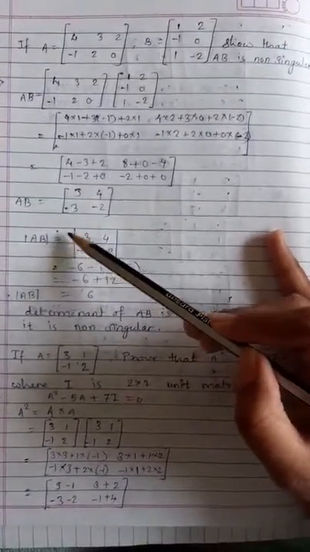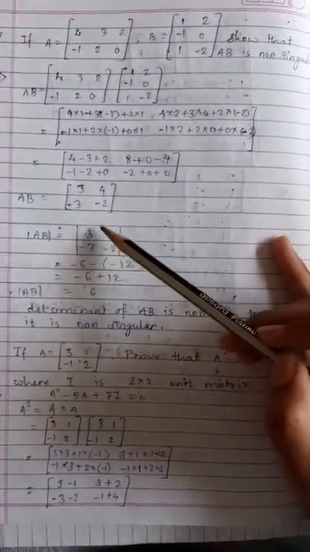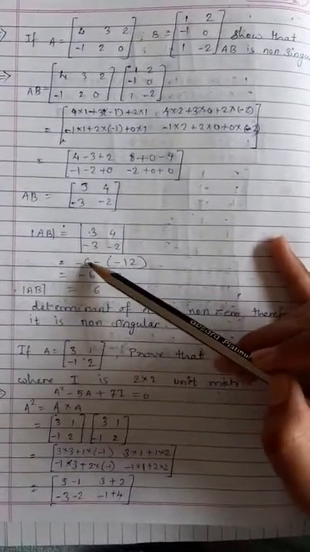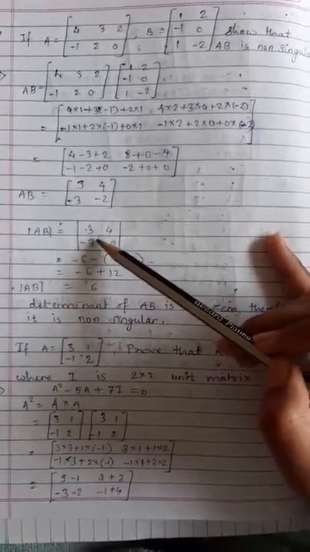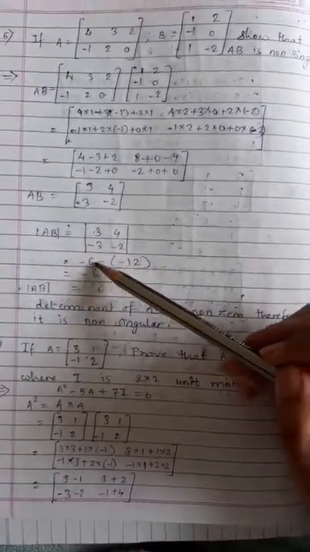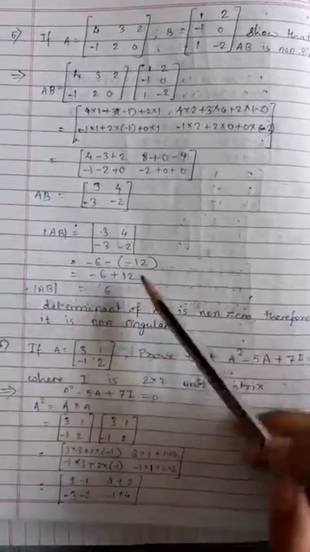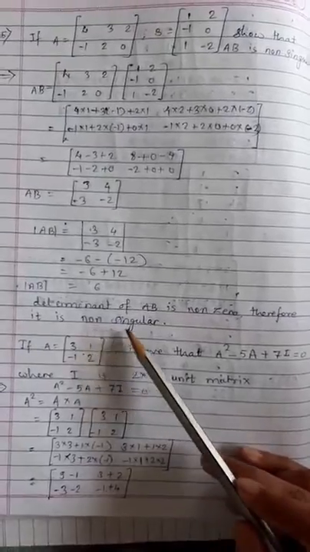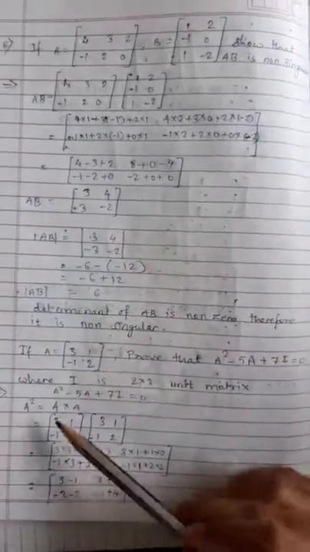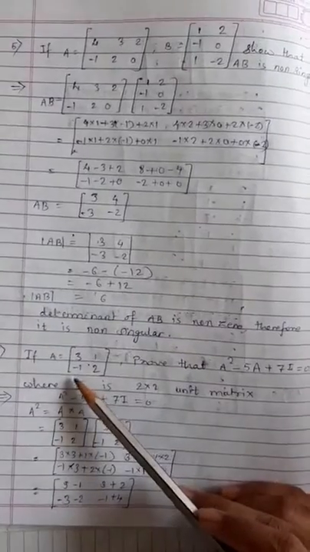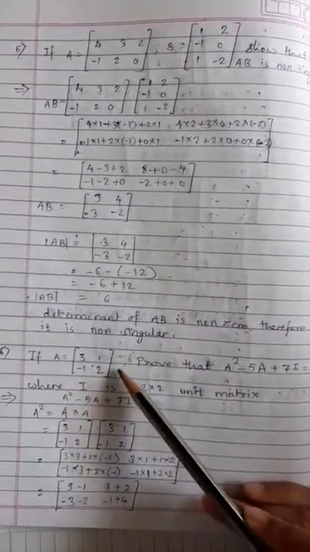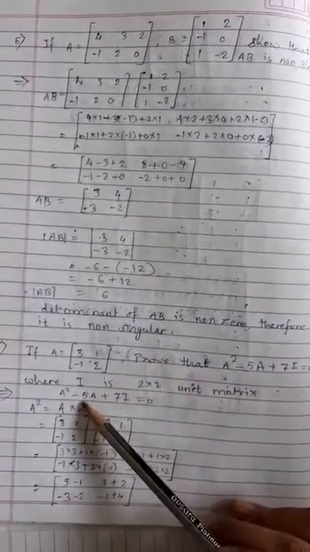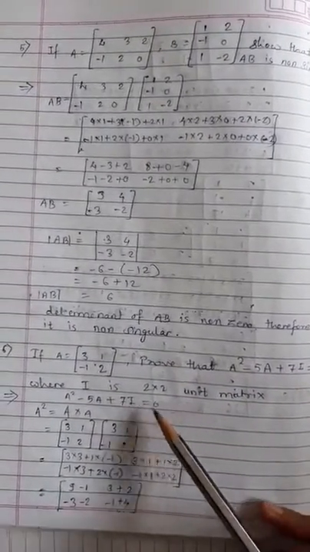So determinant of this AB, it is determinant of [3 4; -3 -2]. So 3 into minus 2 minus 6, minus 3 into 4 minus 12. So minus 6 plus 12 will be 6. So determinant of AB is non-zero, therefore it is non-singular. Next question. If A is equal to [3 1; -1 2], prove that A square minus 5A plus 7I is equal to 0, where I is 2 by 2 unit matrix.